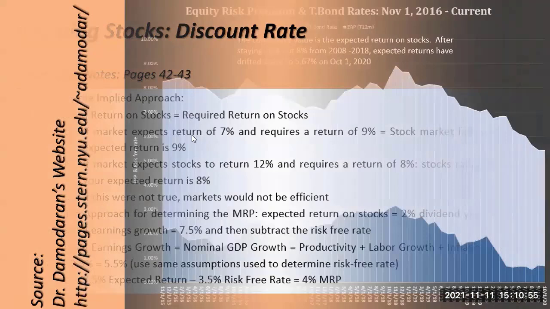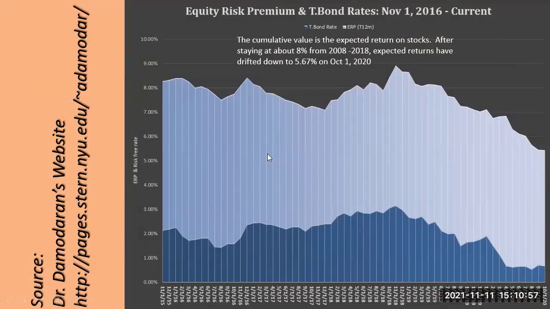Here's Damodaran's equity risk premium. There's his risk-free rate. There's his equity risk premium. You can see his equity risk premium stays fairly constant over time. Doesn't radically change. What's changing is the risk-free rate. You see the risk-free rate got really low. What he's adding on top of it is not radically different.